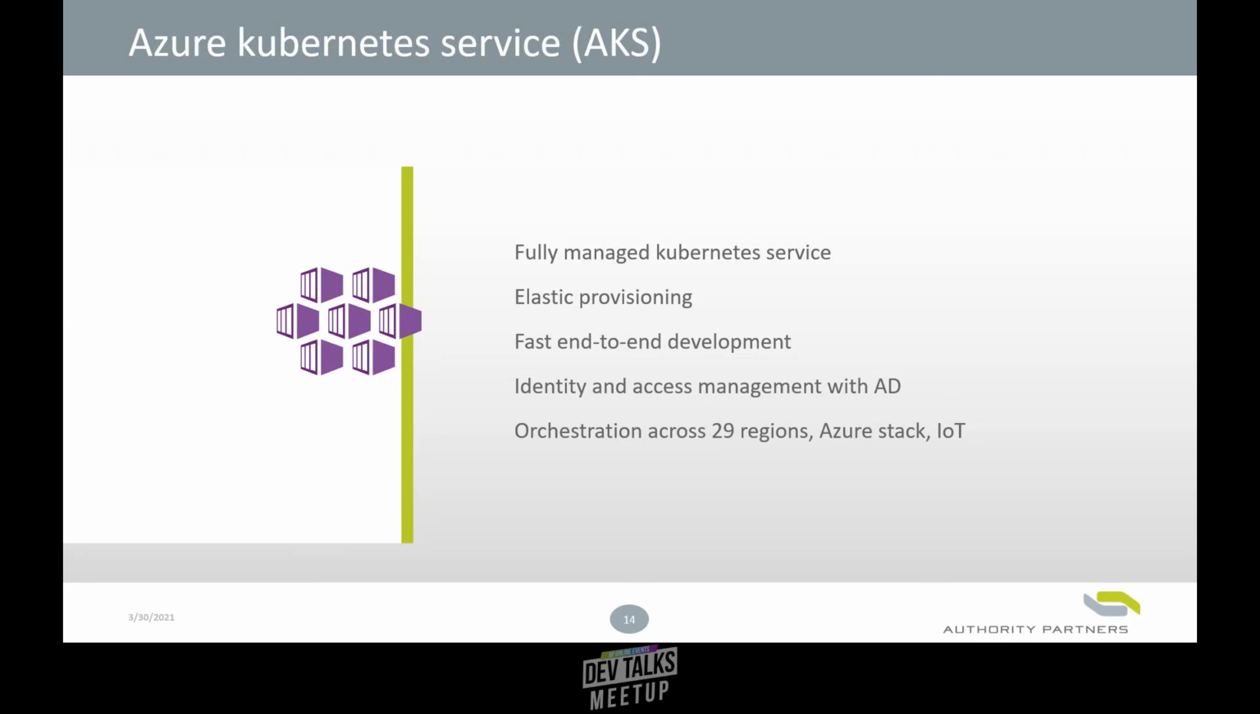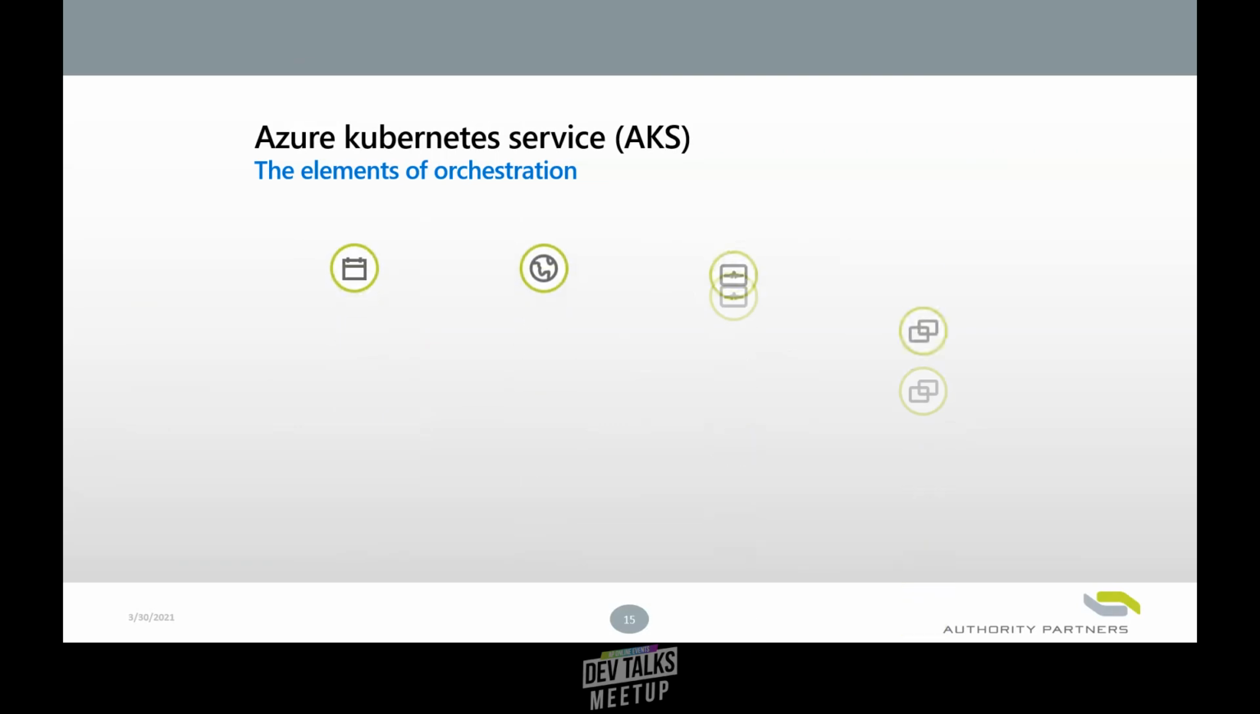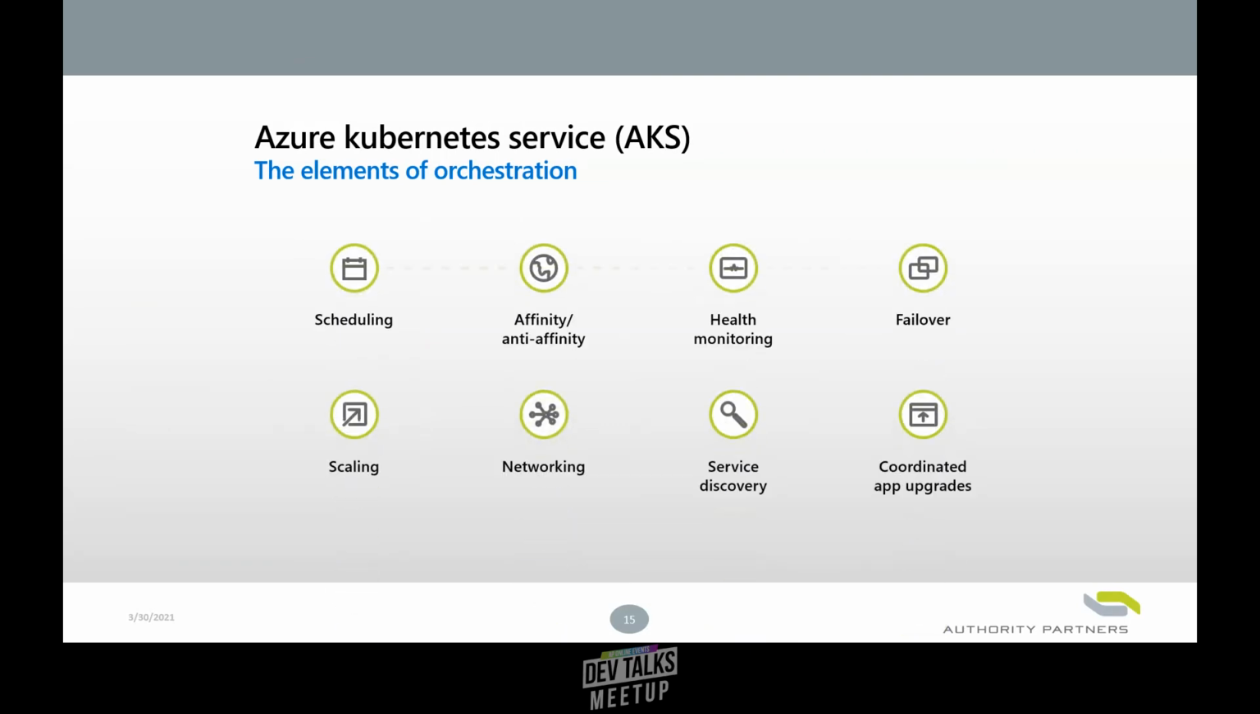It's available in most of the data centers. It's supported on Azure Stack, also IoT right now. It has all the elements of orchestration. We can set up scheduling, affinity, anti-affinity. We have built-in health monitoring, so we can monitor our services and know what's going on. Built-in failover, because by default it creates a cluster of 3, basically the minimum for a cluster, and it has failover nodes and auto replicates, auto heals everything. We have built-in scaling. Networking is also managed by Kubernetes itself. Service discovery is built in, which I already mentioned. And we have coordinated app upgrade. I will show that in a bit as well.